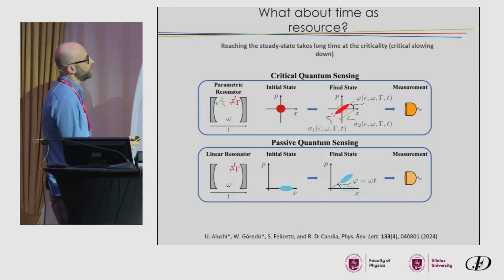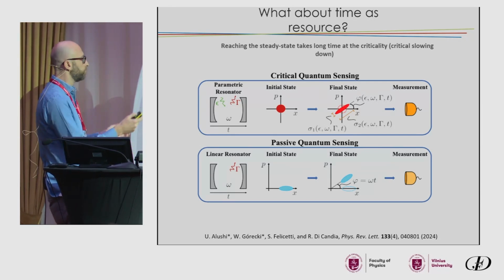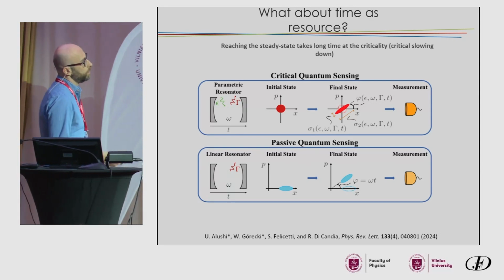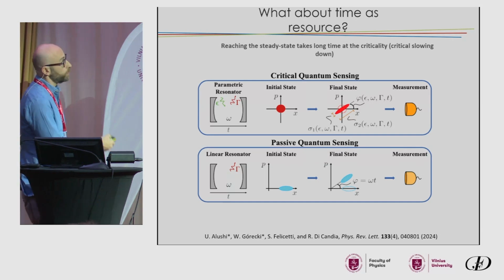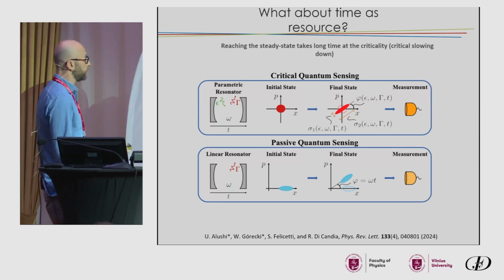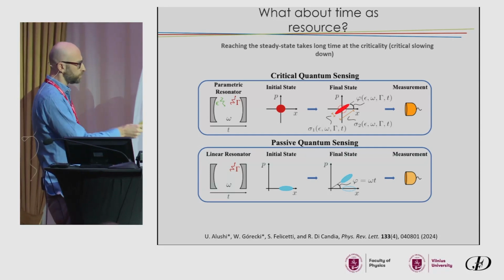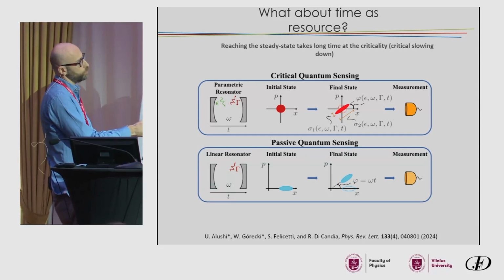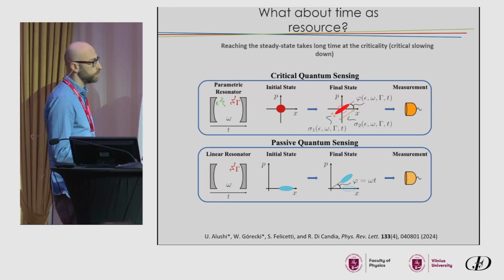Because these critical systems, okay, you have very nice scaling of the Fisher information at steady state, but to reach a steady state you need a lot of time because of the so-called critical slowing down. So as soon as you go to the critical point, it takes infinite time basically to reach a steady state.